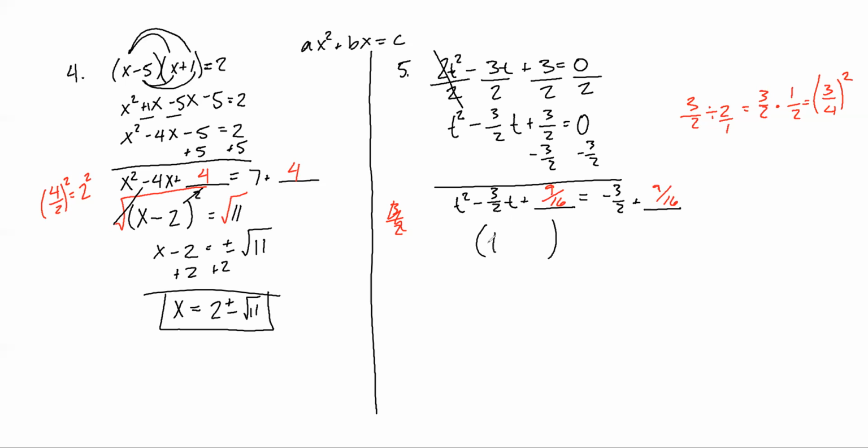Now, if we go ahead and factor the left, it's still going to factor nicely. We're going to have a t in the front, a minus, and then the square root of 9 over 16, which is 3 over 4. And on the right, we're going to have to do some addition here. So we have negative 3 over 2 plus 9 over 16. Let's change that negative 3 over 2 to a common denominator of 16. So let's multiply by 8. So negative 24 over 16 plus 9 over 16. If we go ahead and do that, we're going to get a negative 15 over 16.